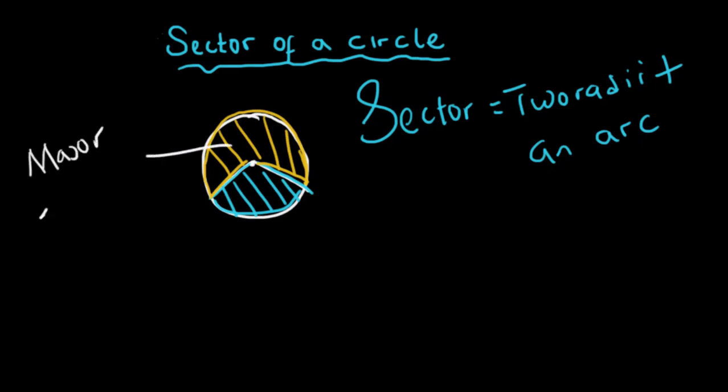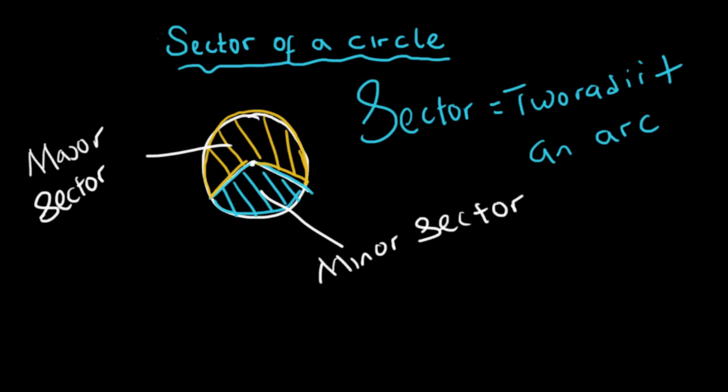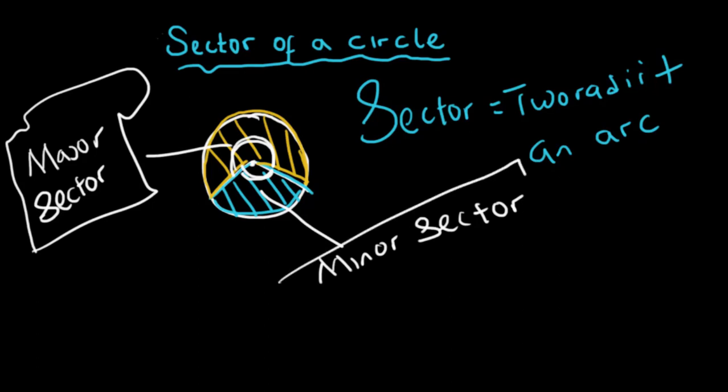The major sector. Whereas this is known as the minor sector. Now, by just looking, you know that this angle here is definitely smaller than this angle here. And so we've got the major sector, and then we've got the minor sector. I hope you understand this.